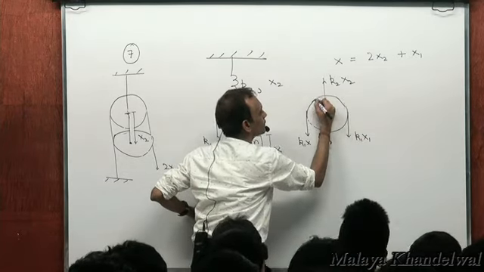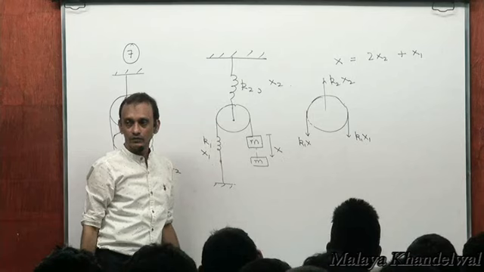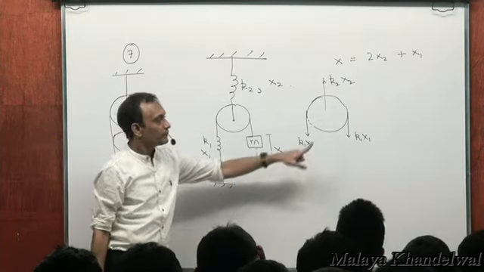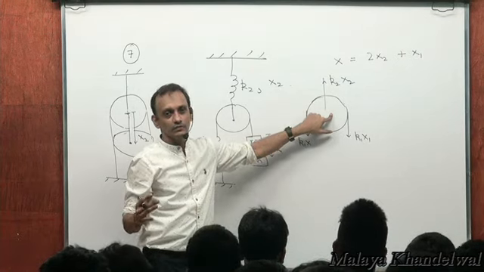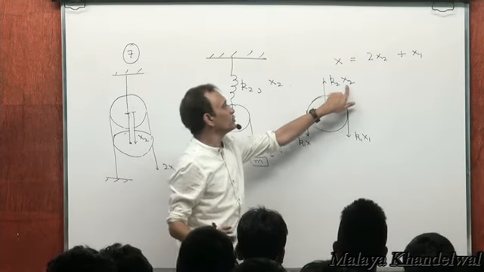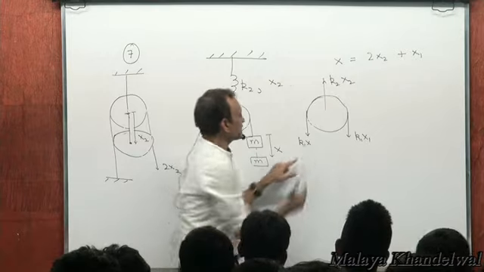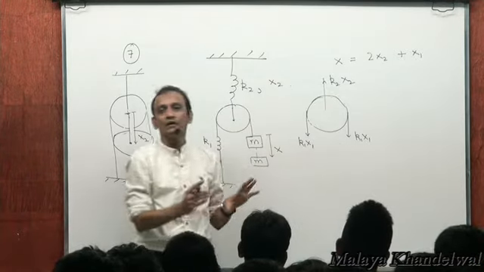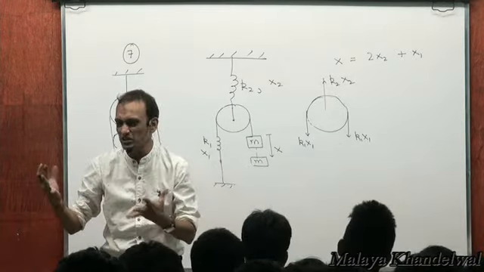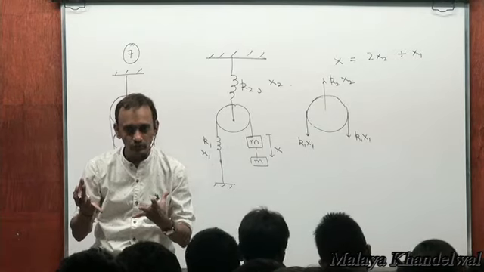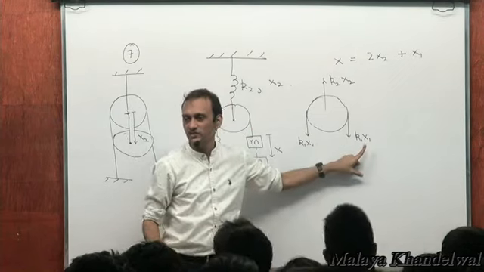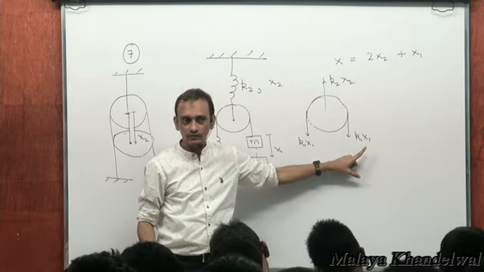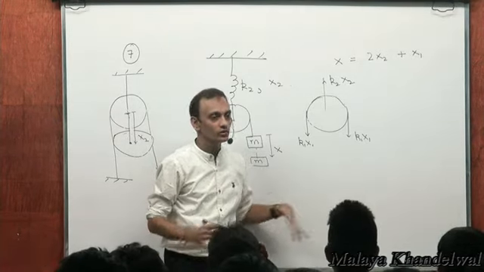Right? Light pulley, net force: K2 x2 minus K1 x1 minus K1 x1 must be mass of the pulley into acceleration. Mass of the pulley is practically 0. Right? So can I not say K2 x2 must be 2 K1 x1? No.